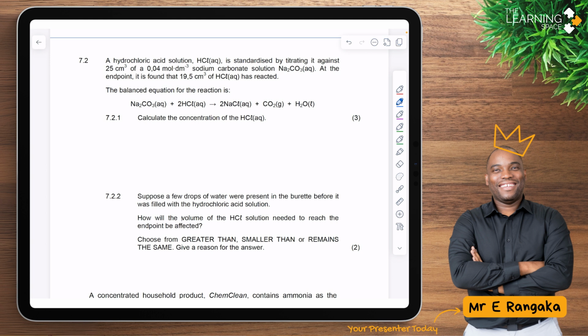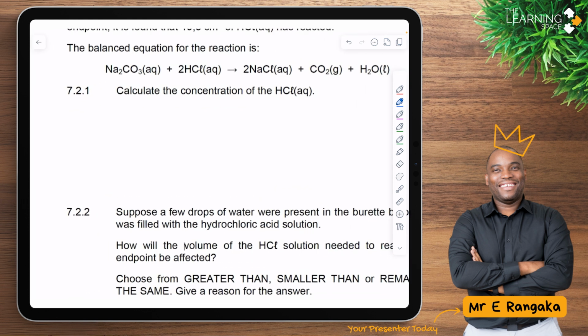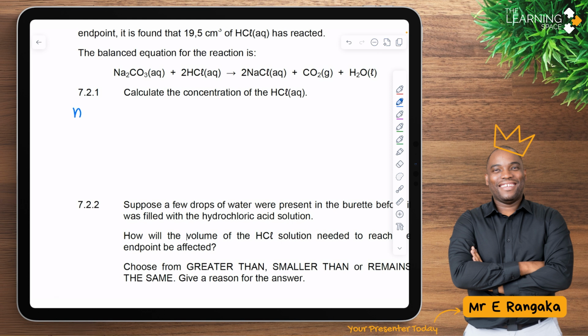So in this case, we need to figure out the concentration of the HCl, where we are given the volume and concentration of our sodium carbonate, and we are given the volume of the HCl that has reacted. So this is quite an easy one. We can use a titration calculation there. So using our titration calculation, we can simply put Na over Nb is CaVa divided by CbVb.